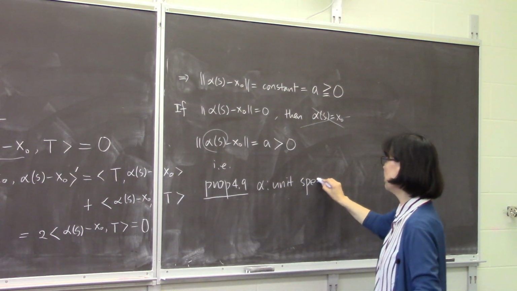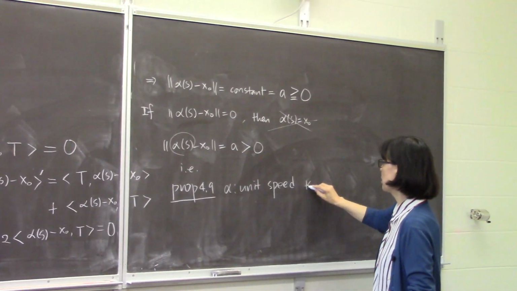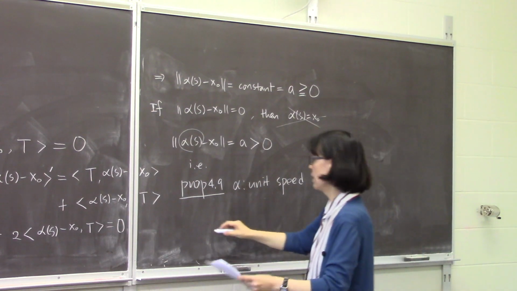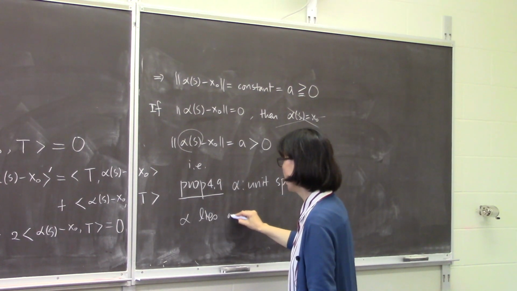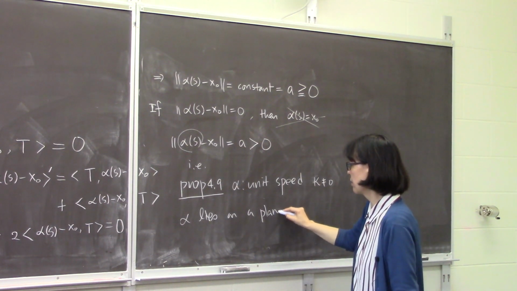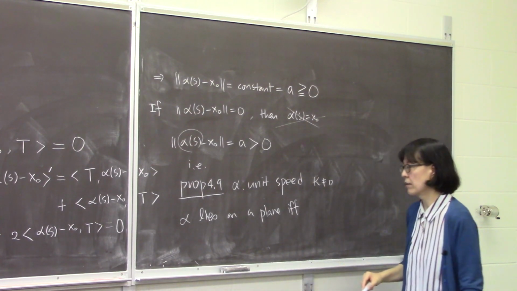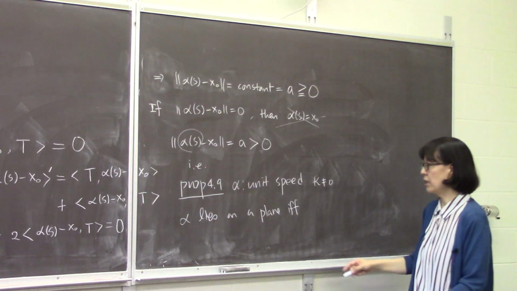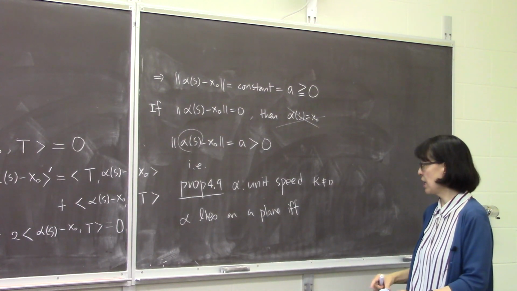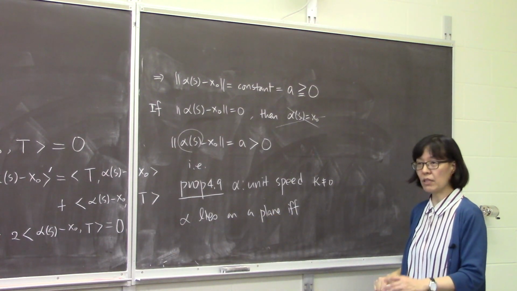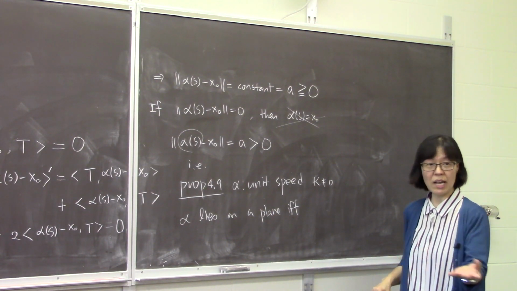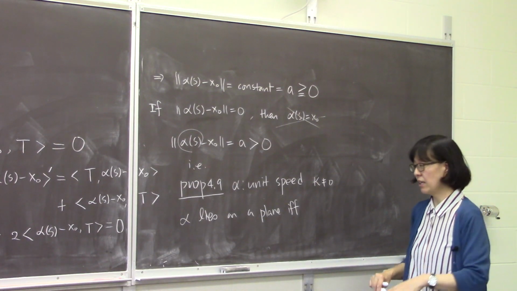Same unit speed, non-zero curvature, alpha lies on a plane. We have a plane curve. Another if and only if condition. Plane curve, then torsion is 0 and B is constant. We have that 3.